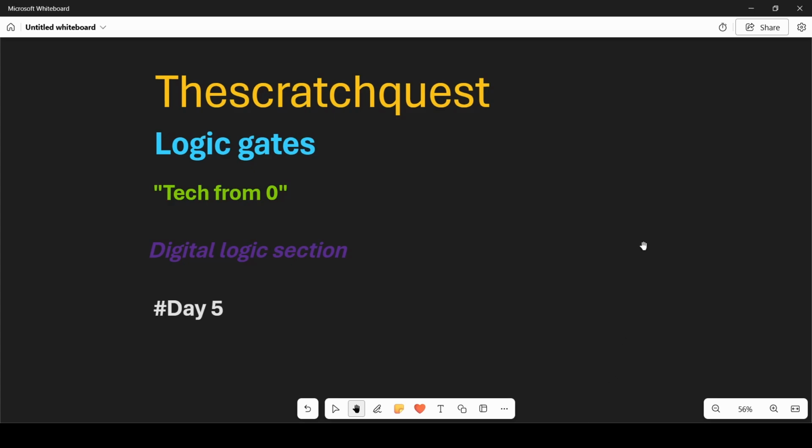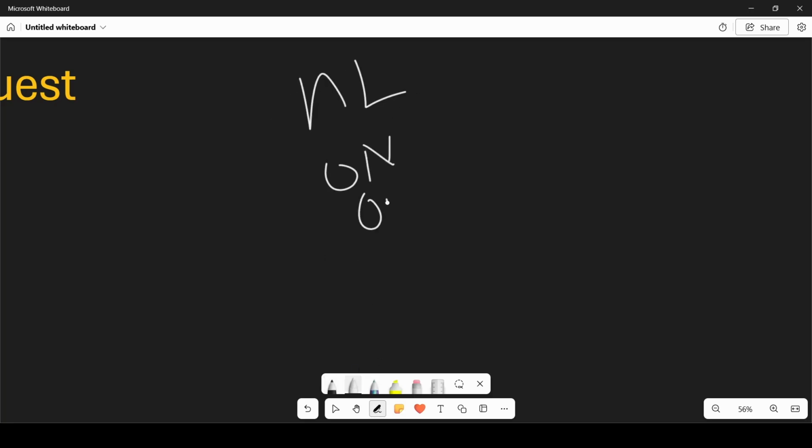Today is day 5 of the Digital Logic section, Intake from Zero series, and today we will learn about logic gates. So let's start. Up to now we learned that a computer doesn't understand our human language. It only understands being drawn on and being drawn off. And we assign the on value to 1 and the off value to 0 so that we can communicate with the computer.